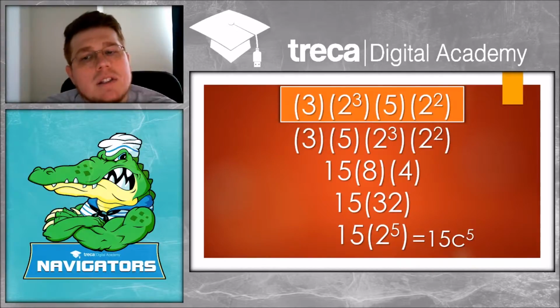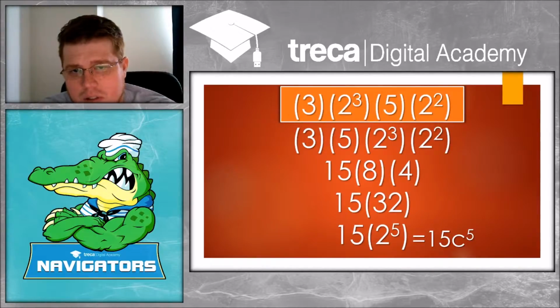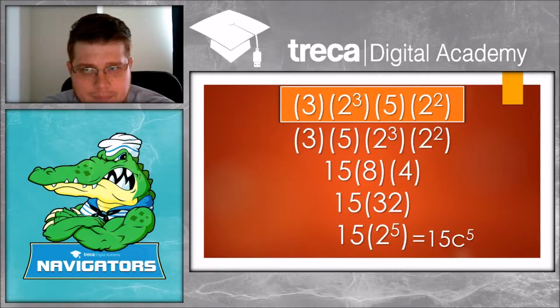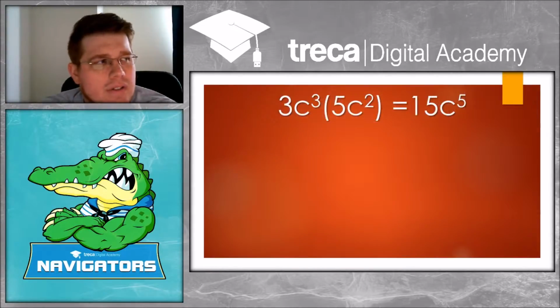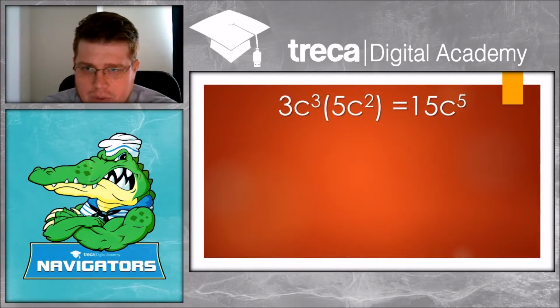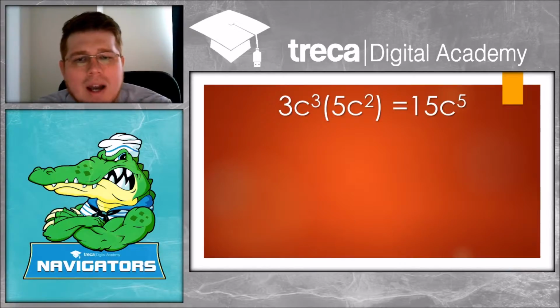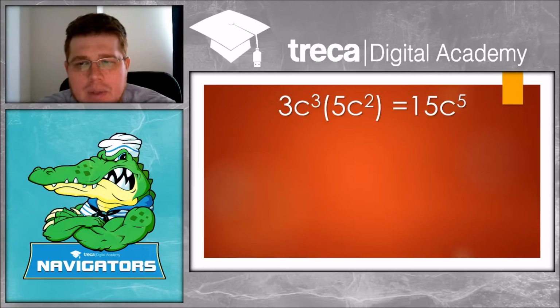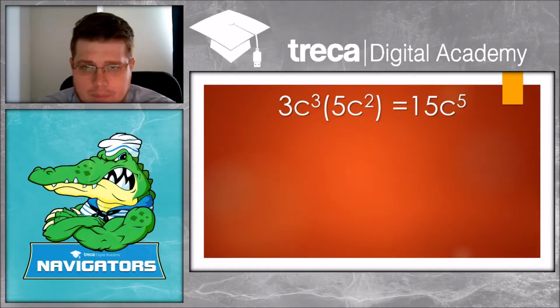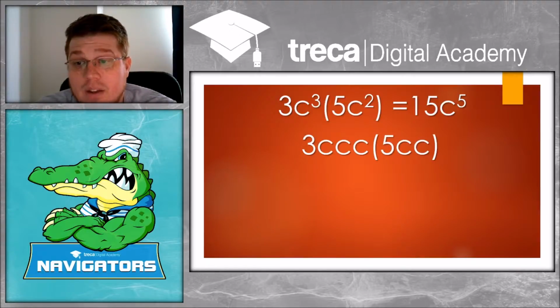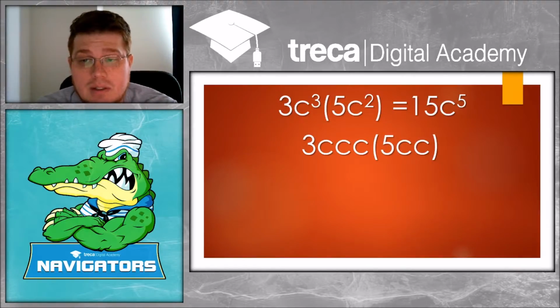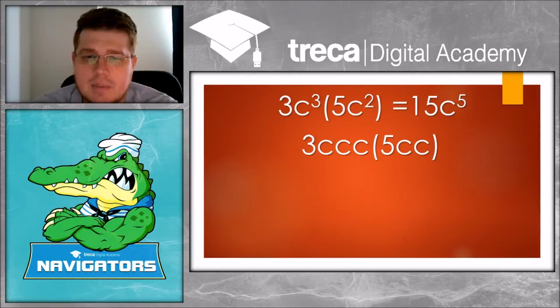This makes a lot of sense when you consider what exponents mean. So let's go back to our original equation. We know that our answer is 15c to the 5th when we use numbers, but let's think about why this works with letters. Remember, exponents indicate repeated multiplication, so let's rewrite our variables in expanded form. Now we've got 3 times c times c times c multiplied by 5 times c.